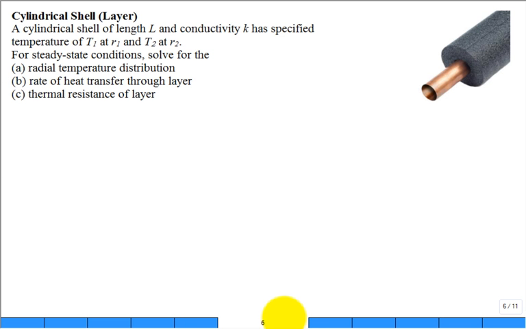Let's now talk about changing the coordinate systems. So we have a radial coordinate system. The first one we'll deal with is the cylindrical coordinate system.